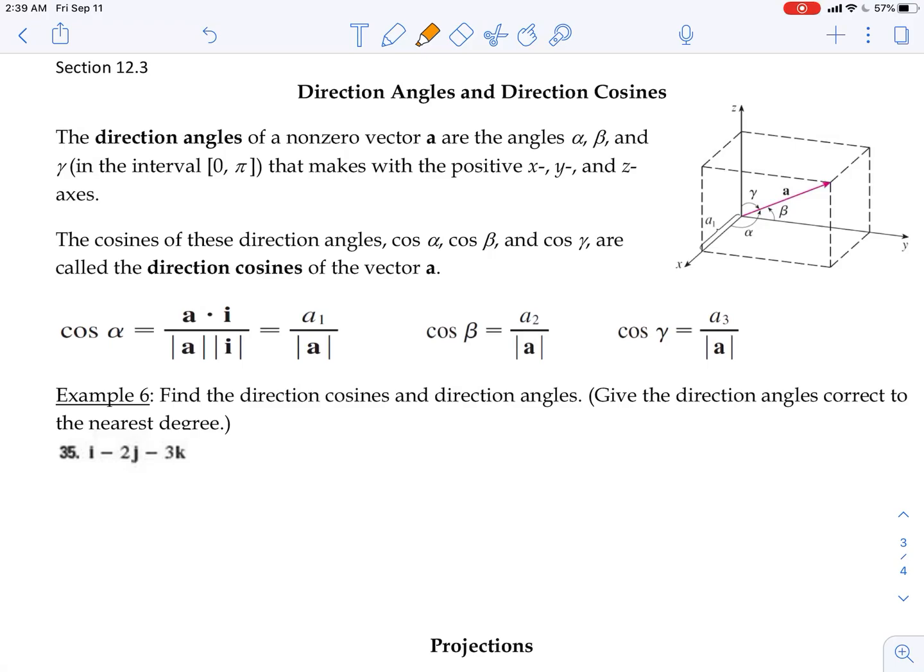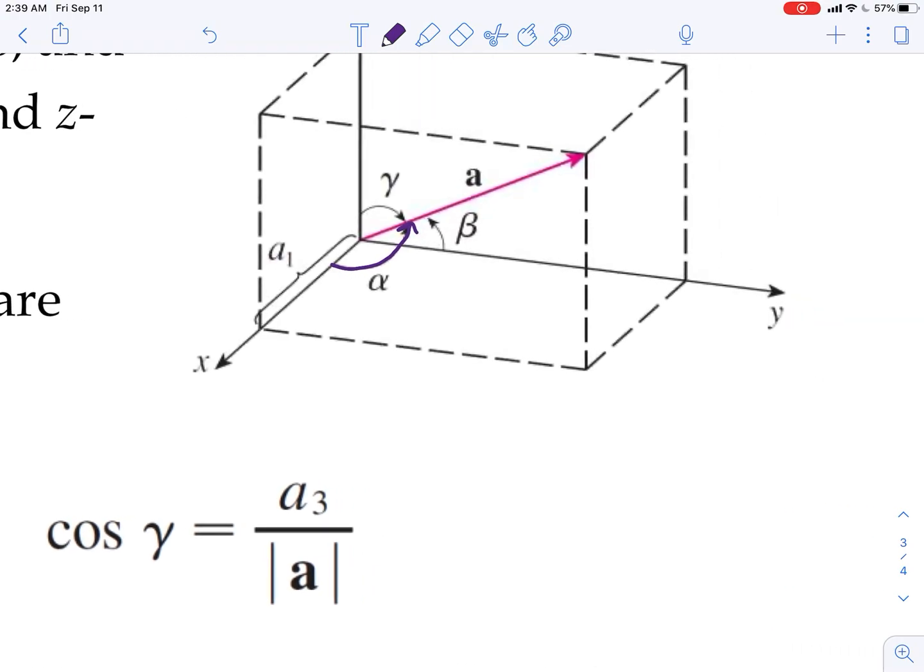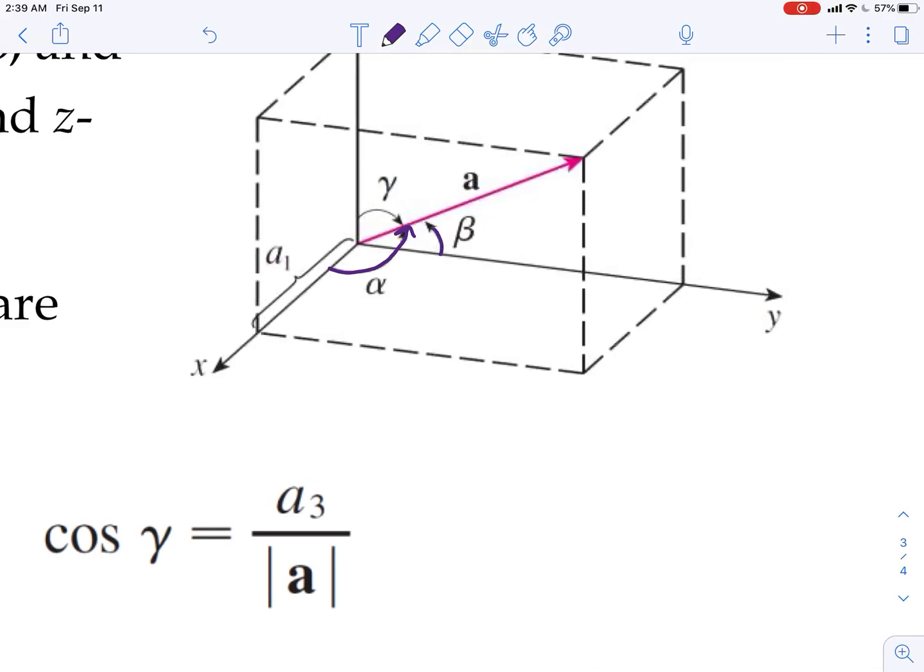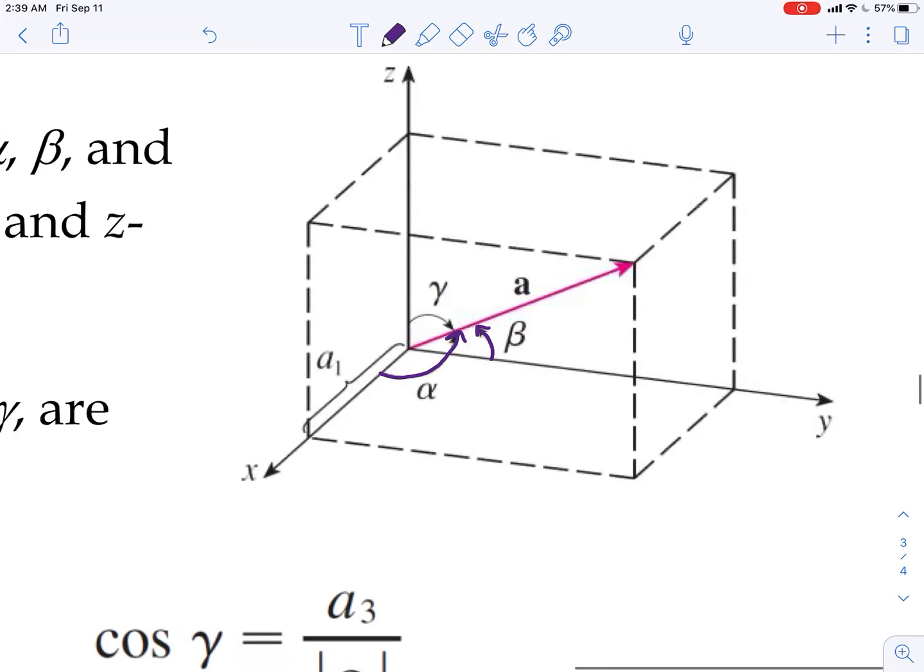And so if we wanted to determine what is the angle from the x-axis to our vector, that's going to give us some type of angle, and that angle is going to be alpha. If we want to determine the angle from the y-axis, that's going to be beta. And whatever's the angle from the z-axis, that's going to be gamma.